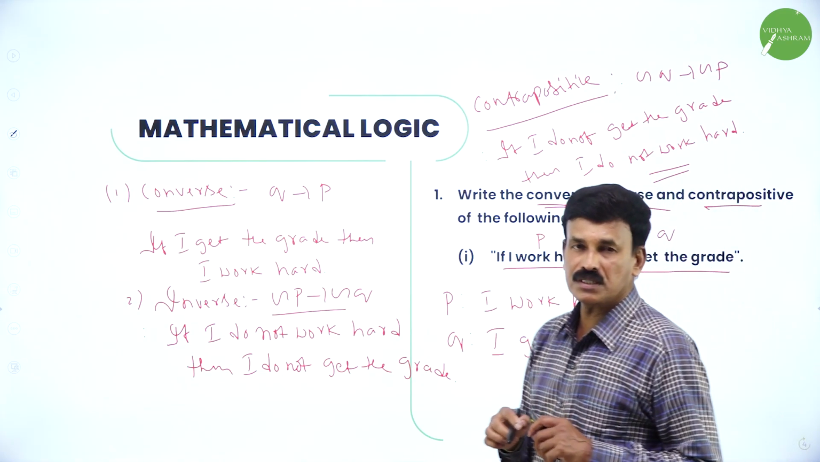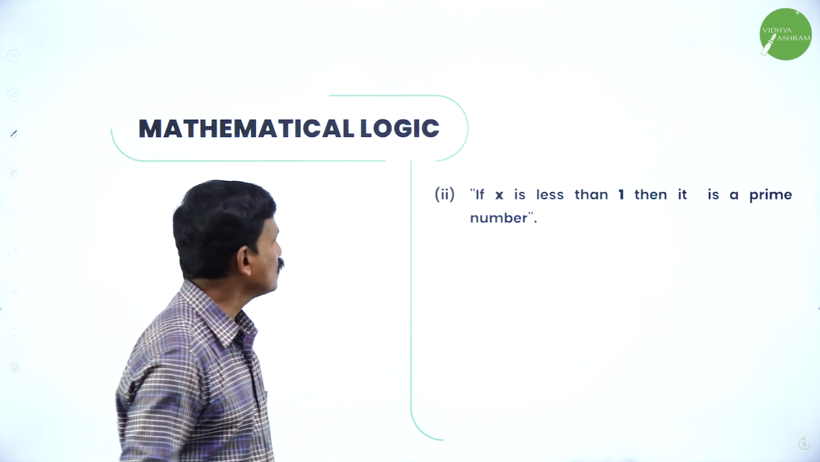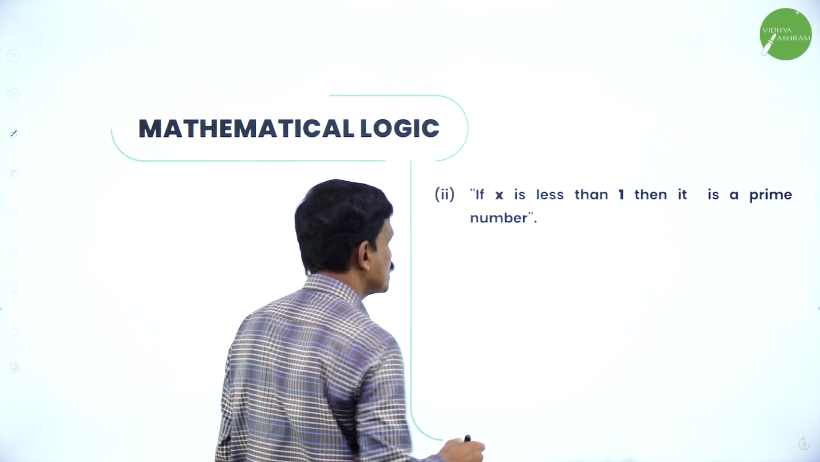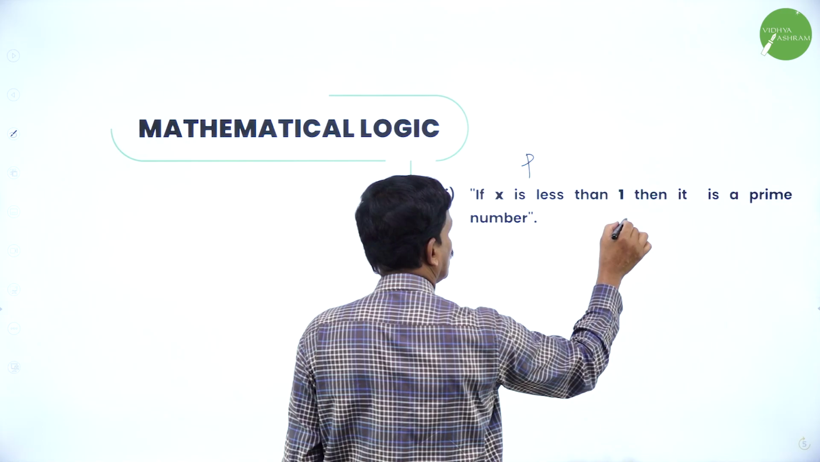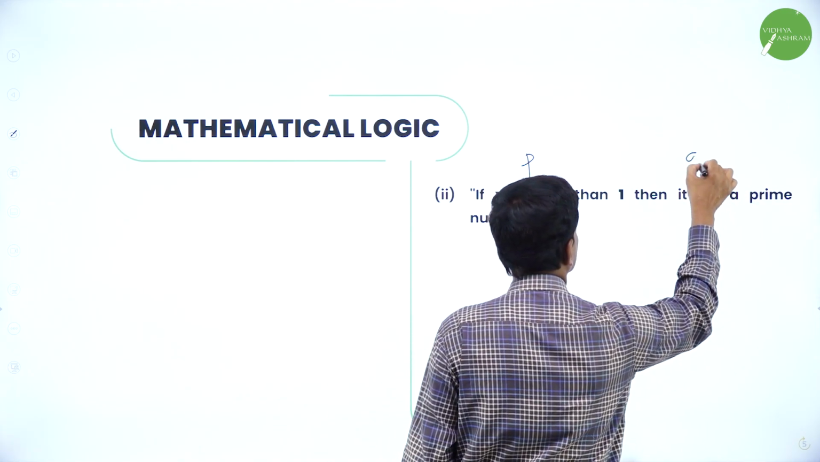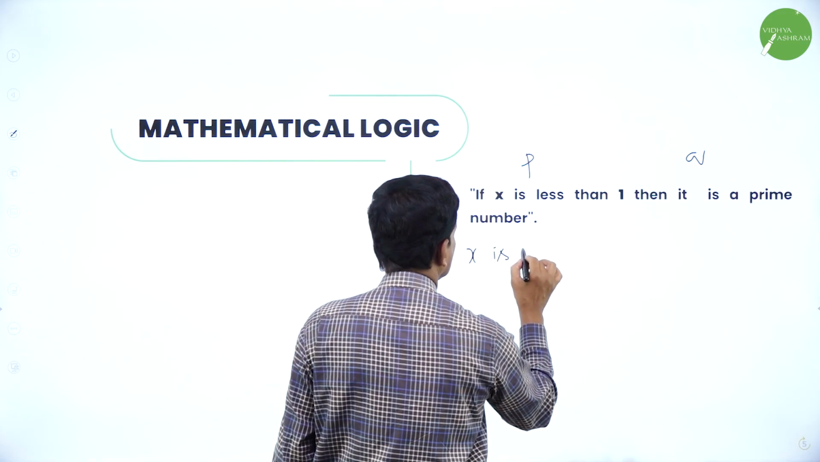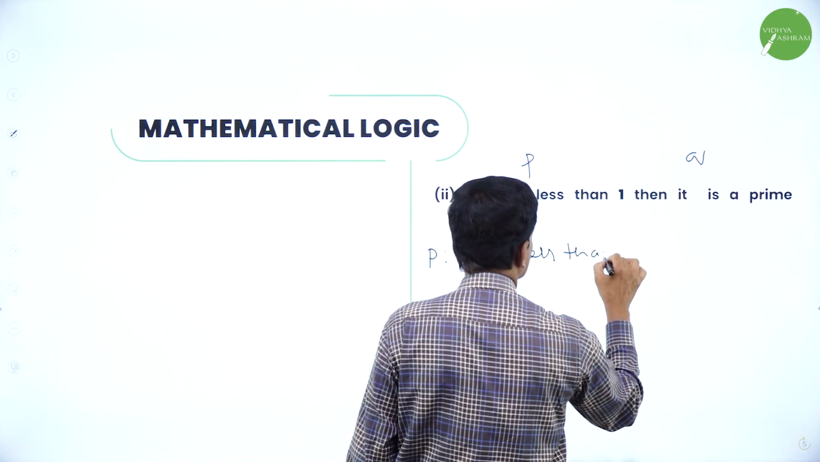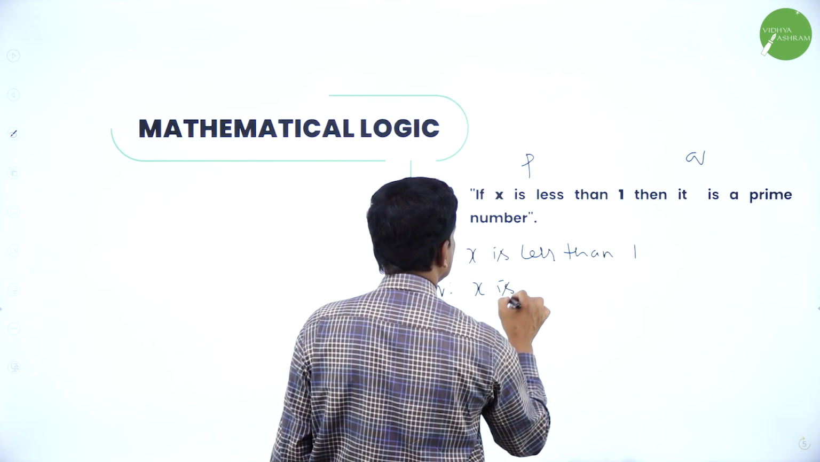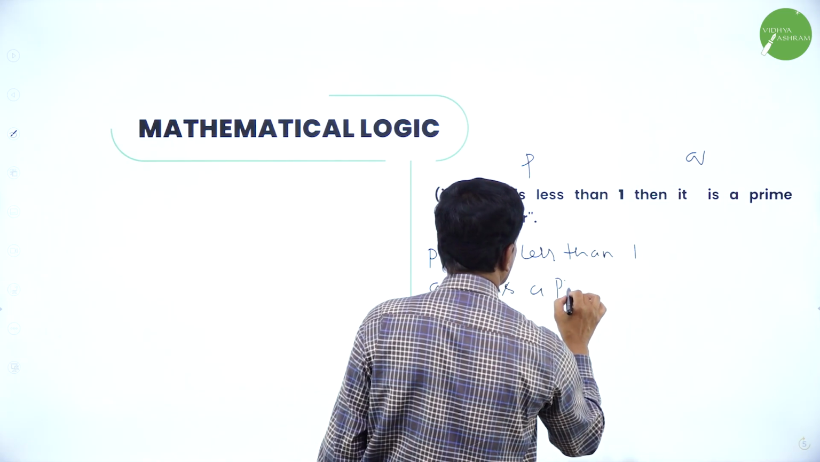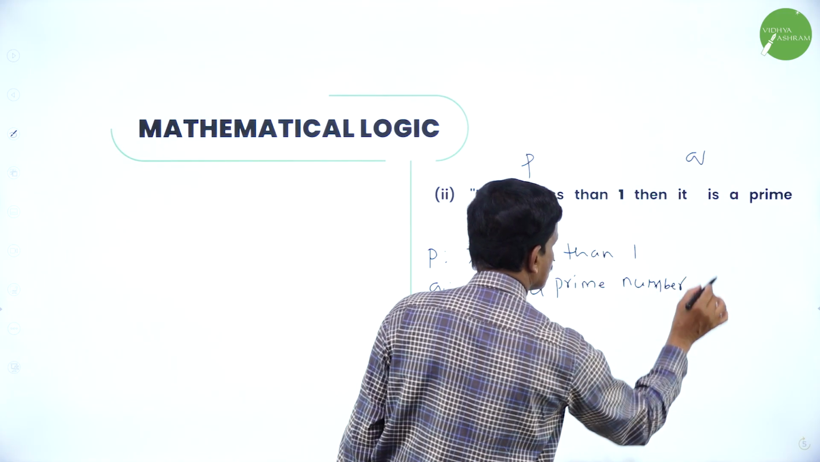This is how we are going to write the converse, inverse and the contrapositive. That's it. Now, move on to the second example. If x is less than 1, then it's a prime number. So this is P: x is less than 1, and x is a prime number is Q. What is given here? P is x is less than 1. What is Q? Q is nothing but x is a prime number.